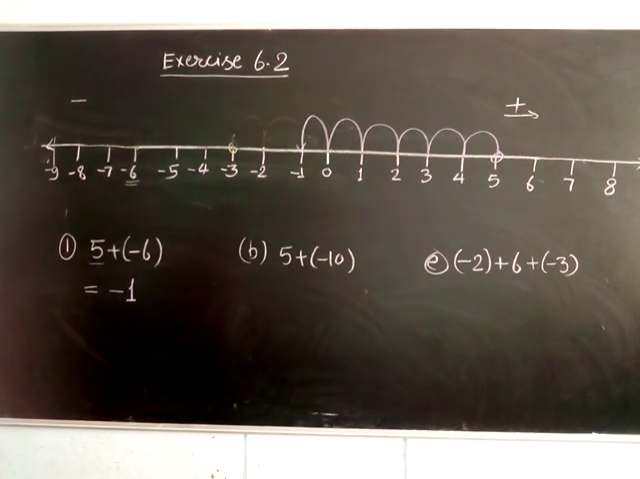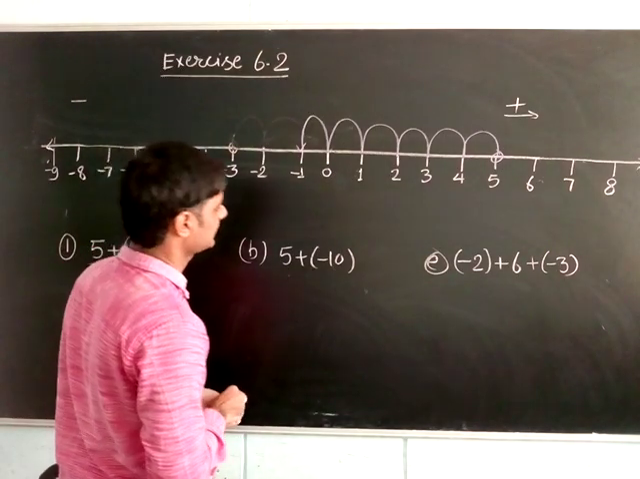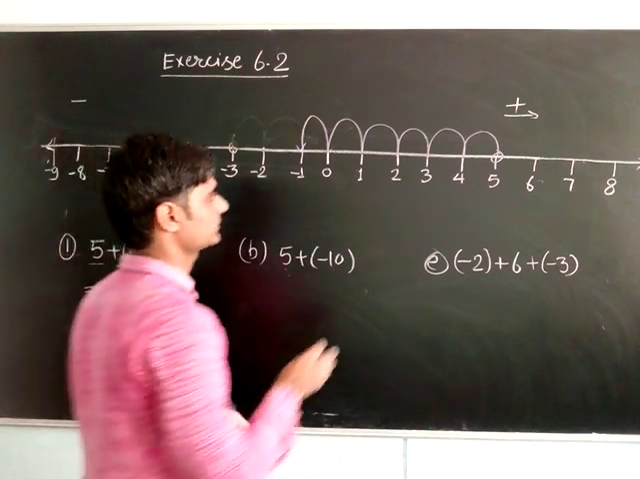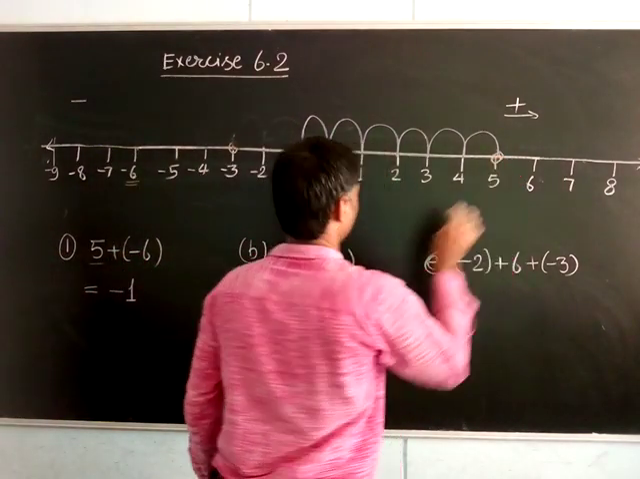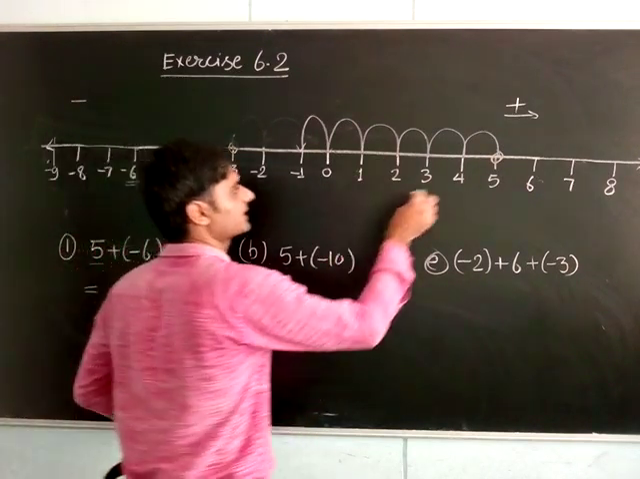देखो यहाँ पर. Next is 5 plus minus 10. तो सबसे पहले क्या होना है? 5 पे चले जाओ. This is 5. We are here only. And the next one is minus 10. Minus 10 step back, because minus is given.